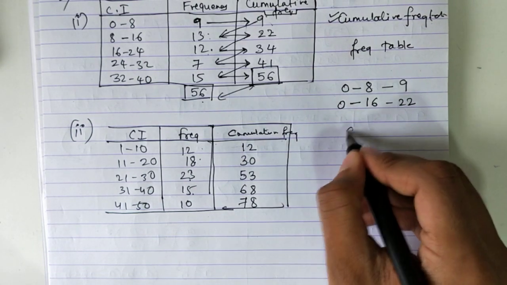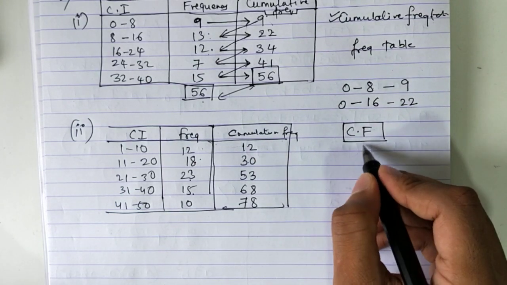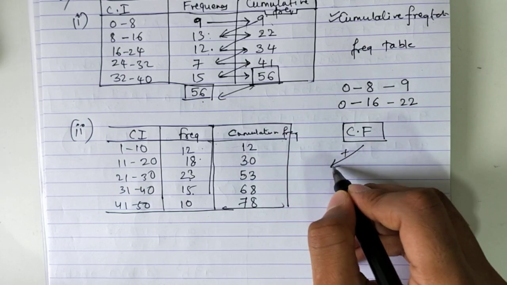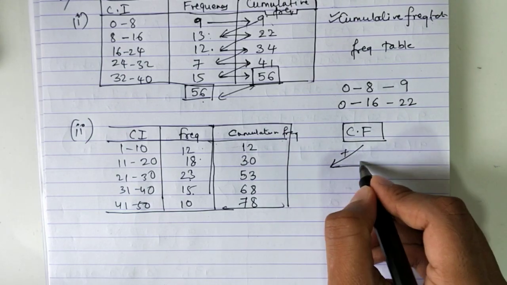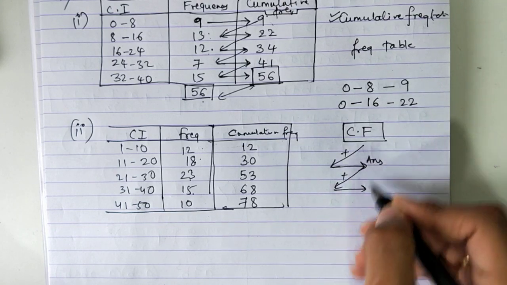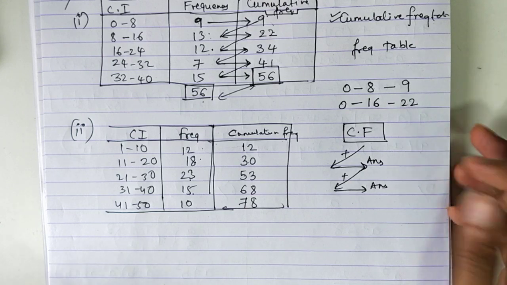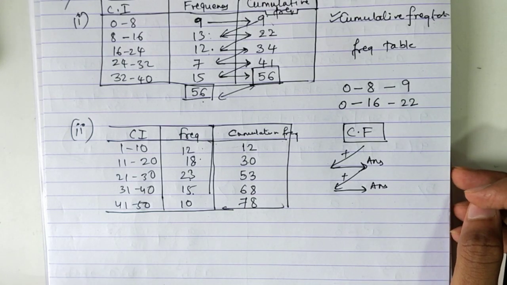So that means I'm writing here, to find cumulative frequency, what is the method used? Add with the next value of frequency and write the answer here. Okay, this is a kind of design to remember how to find cumulative frequency.